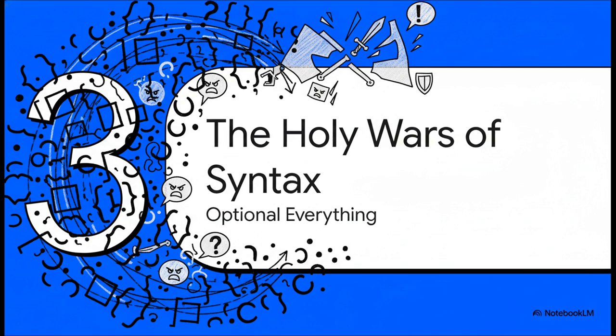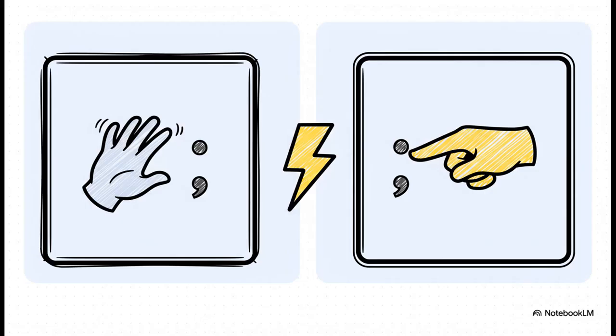Now, let's explore the most crowded, and frankly, the most contentious part of our map. This is the quadrant where both trailing commas and semicolons are optional. And oh boy, this is where developer opinions run wild. The absolute poster child for this quadrant is JavaScript. The language itself doesn't technically require semicolons because it has its own automatic insertion rules, but the community is deeply, deeply divided.